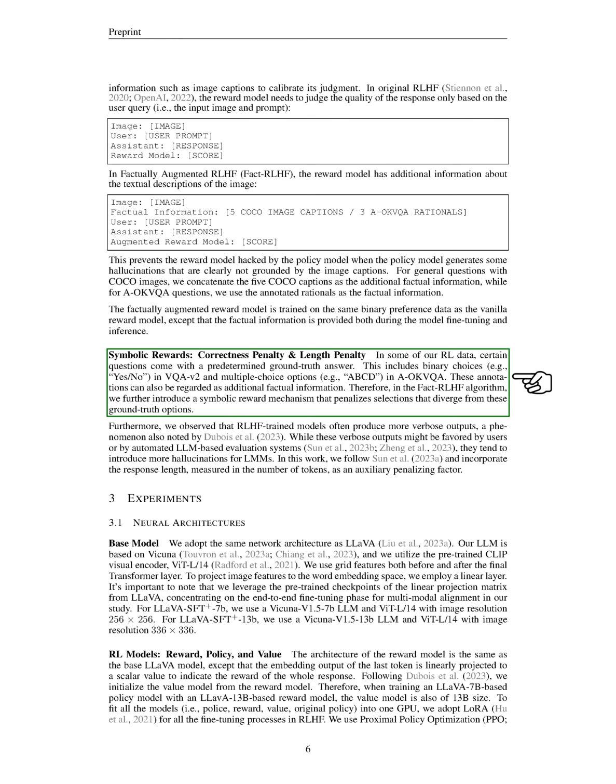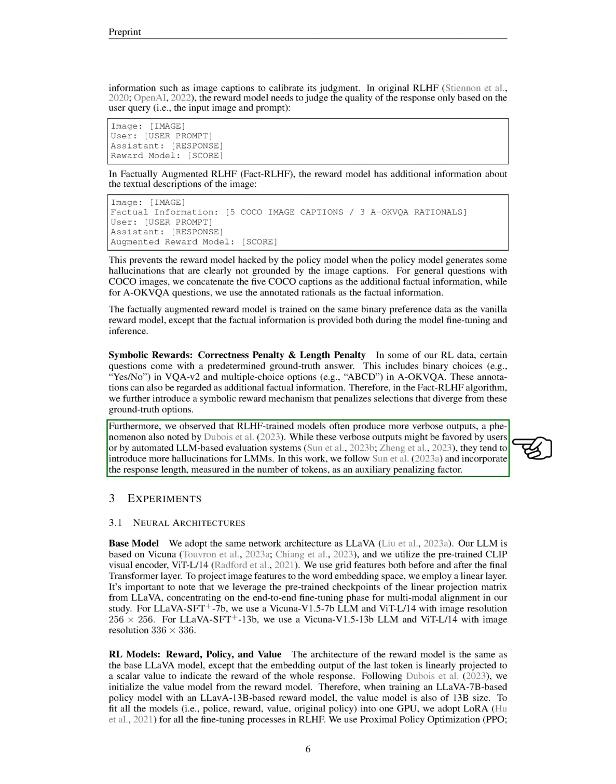Section: Symbolic Rewards, Correctness Penalty and Length Penalty. In our research, we've noticed that some of the data we use in reinforcement learning, RL, comes with preset correct answers. This is true for binary choices like yes, no, in VQAv2 and multiple choice options like ABCD in AOKVQA. We can think of these correct answers as extra factual information. So, in our FACT-RLHF algorithm, we've added a symbolic reward system that punishes choices that don't match these correct answers.